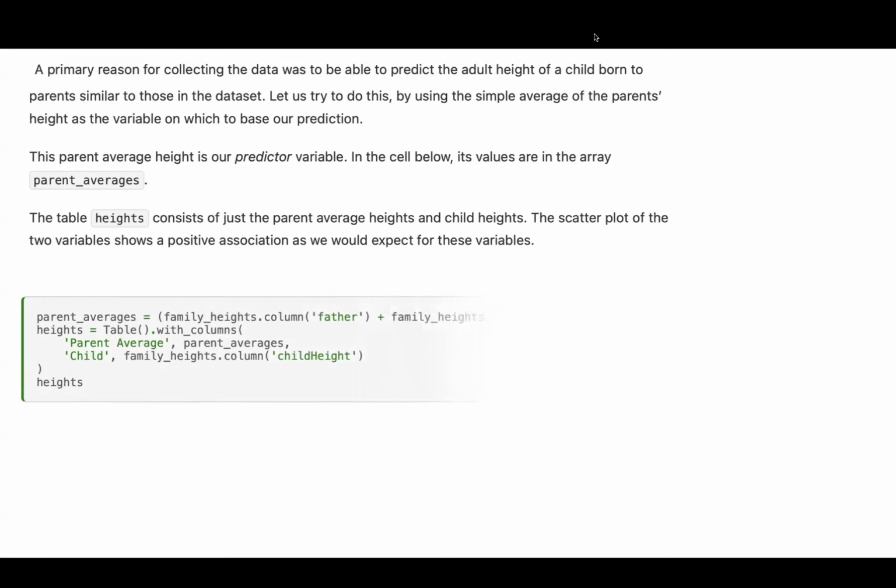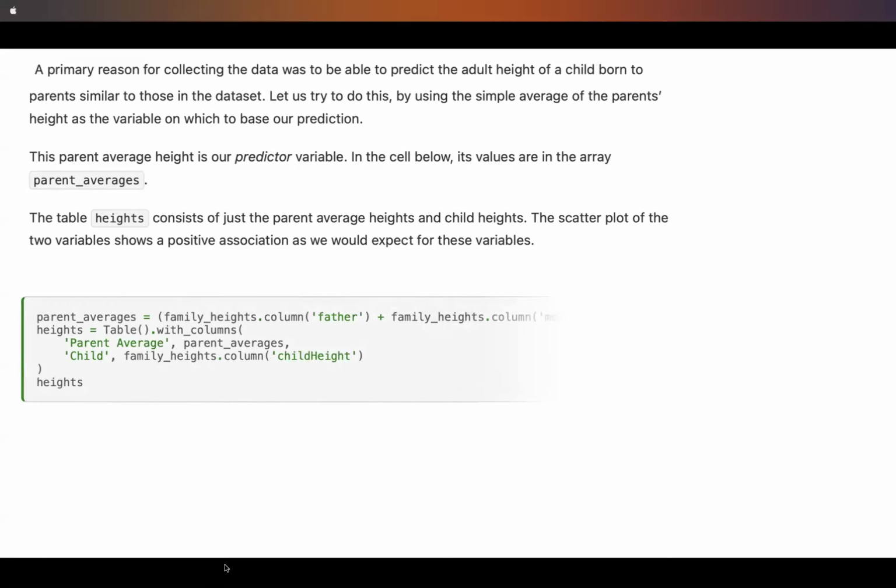So let us take a look at our Jupyter Notebook codes. Calculate the parent average. And visualize the table with only 2 columns. And then generate a scatter plot.